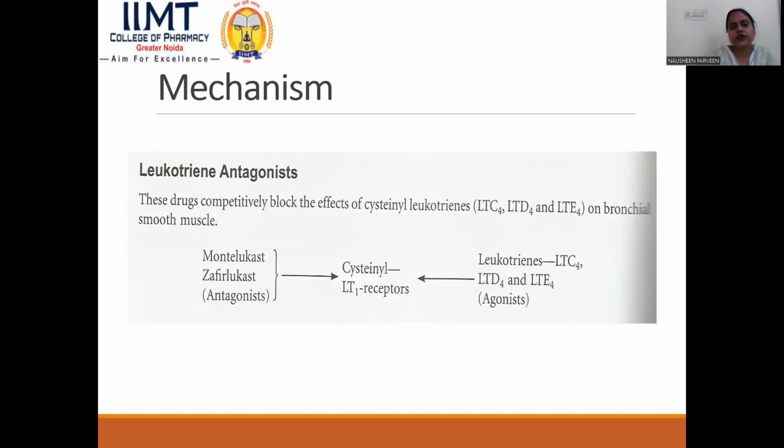Mechanism of action of leukotriene antagonists. These drugs competitively block the effect of cysteinyl leukotrienes, leukotriene C4, D4, E4 on bronchial smooth muscle. So, montelukast and zafirlukast act as antagonists for the cysteinyl leukotriene 1 receptor, and leukotriene C4, D4 and E4 act as agonists.